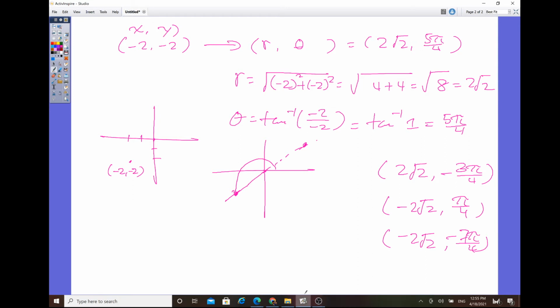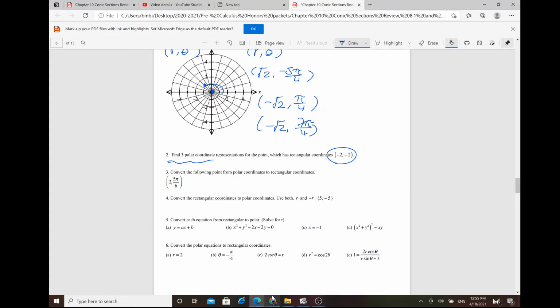Okay, so now let's go back to the template. And then for number 4, convert the rectangular coordinate to polar. Use both r and negative r. So that one's quite similar to what we did. And number 3, r theta.